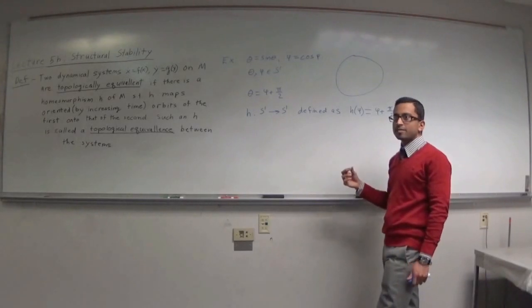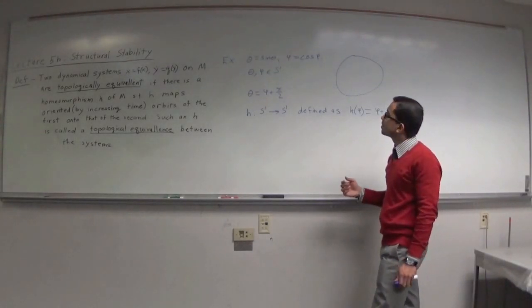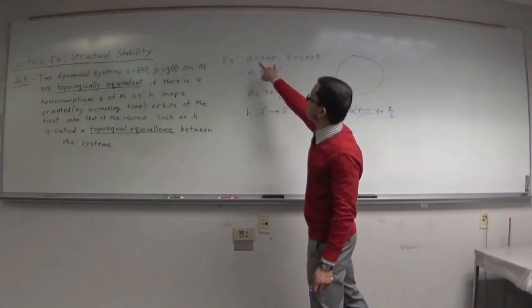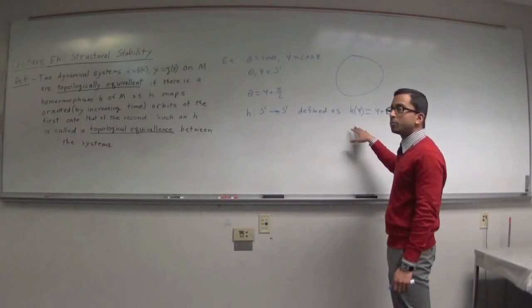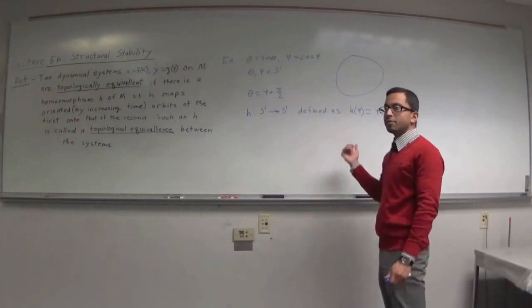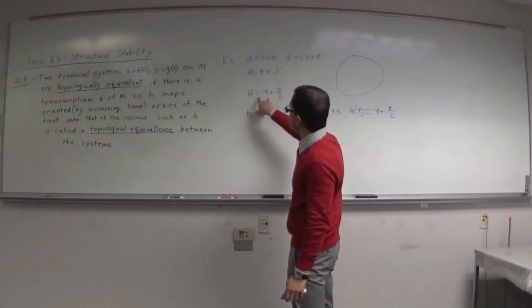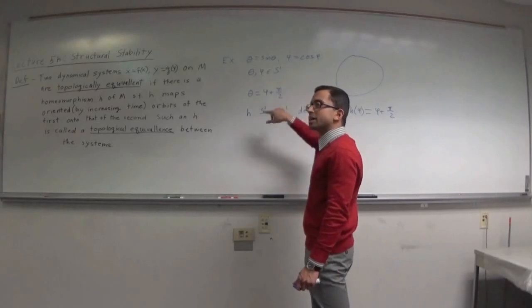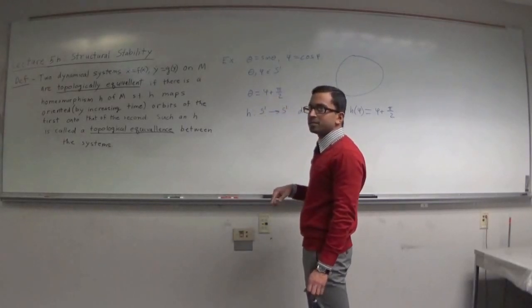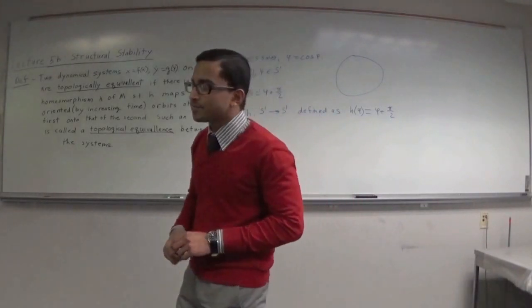Would it map the cosine one to the sine one, or the sine to the cosine? It would map from here to here, right? Yeah. So that's the idea of the homeomorphism. We want to be able to go backwards and forwards. That's why it didn't matter if you did theta equals phi plus pi over 2, or phi equals theta minus pi over 2, right? That's what the homeomorphism gives us. So that's the idea.